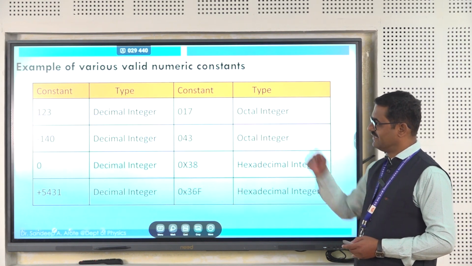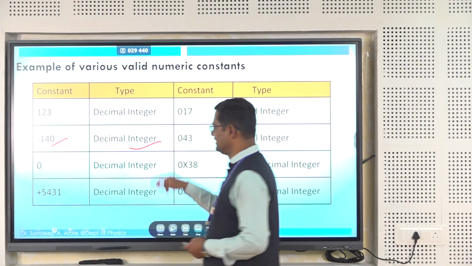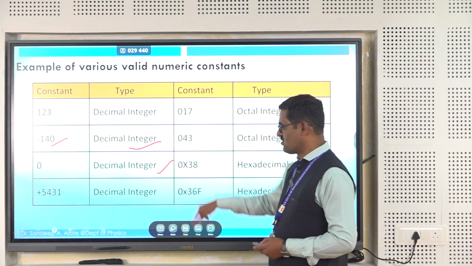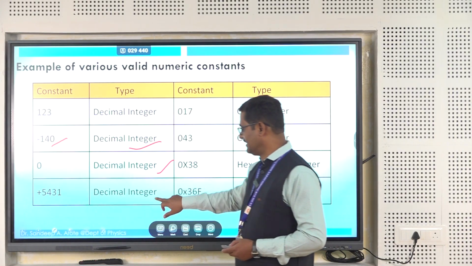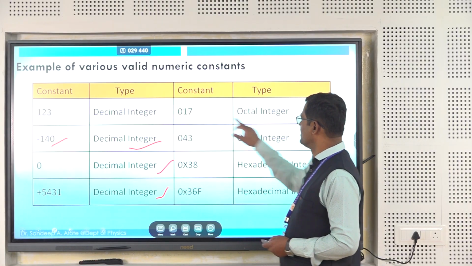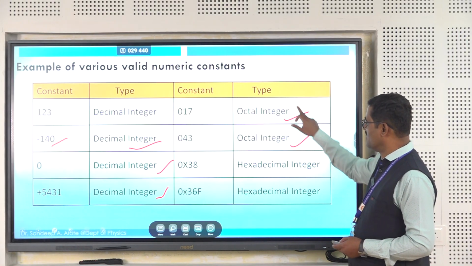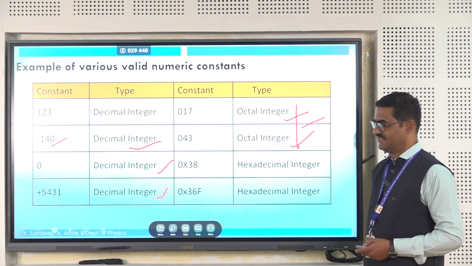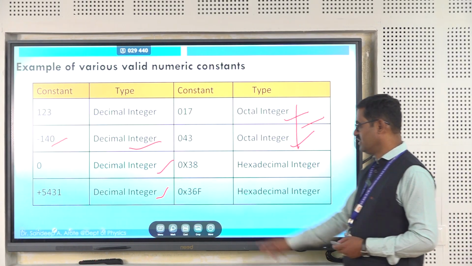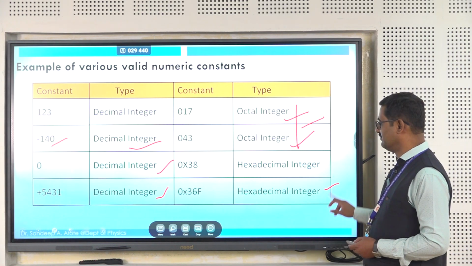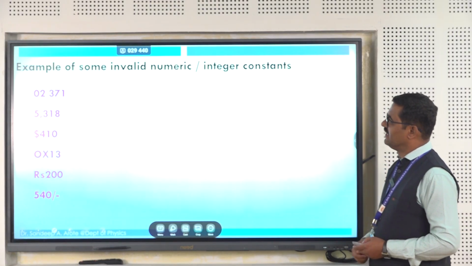So, 123 is a decimal integer constant, minus 140 is a decimal integer constant, 0 is a decimal integer constant and it is also an octal integer constant. Then plus 5431 is a decimal integer constant, 017 is an octal integer constant, 043 is also an octal integer constant, but both of these are also decimal integer constants. Then 0x32 is a hexadecimal integer constant, 0x32F is also a hexadecimal integer constant. Now, see some invalid examples.